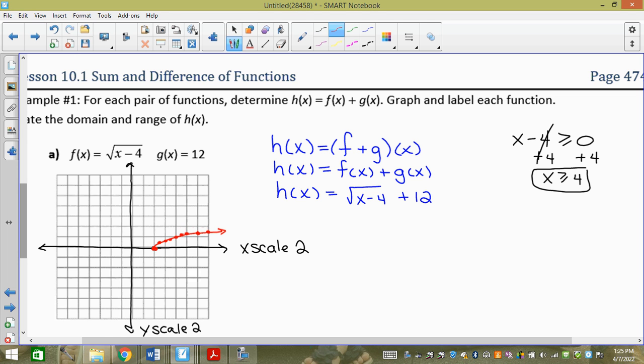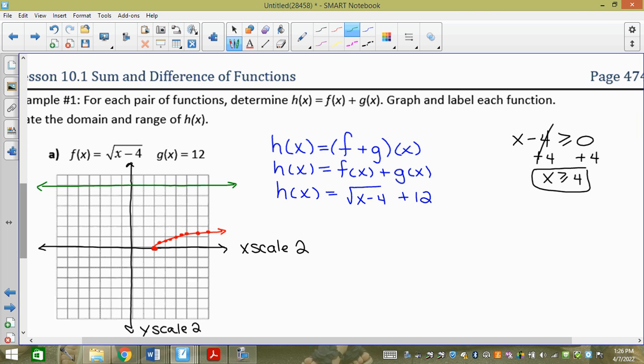So it's going to look something like that. The other one is y equals 12. So I go to where y equals 12 and I draw a what? Horizontal or vertical? 2, 4, 6, 8, 10, 12. So I had to make my y scale be 2. Boom.